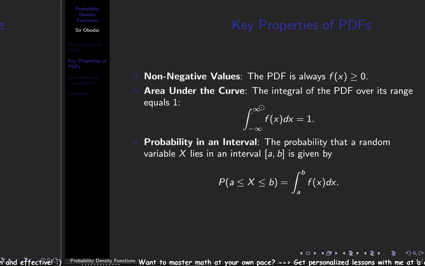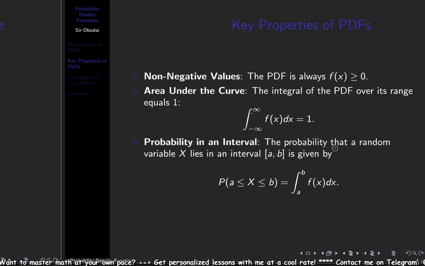Then secondly, the integral of the PDF over its range equals 1, just as we looked at previously. So we'll be looking at this as well. It simply means if you find the integration, and you have this as the limit of this function, you should get 1.